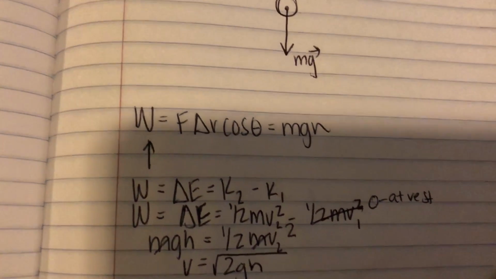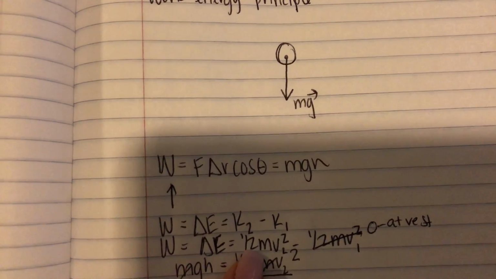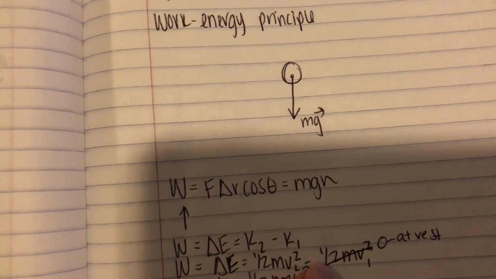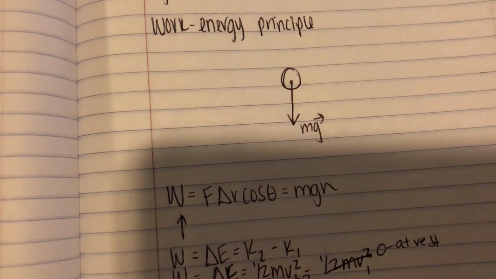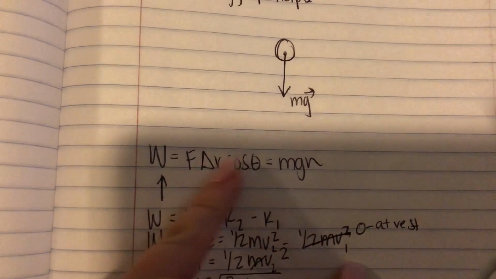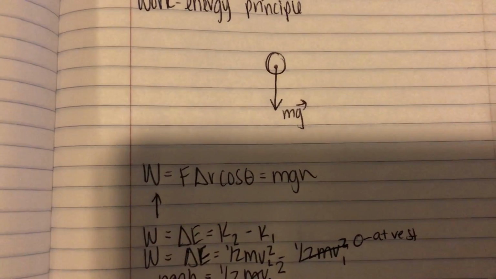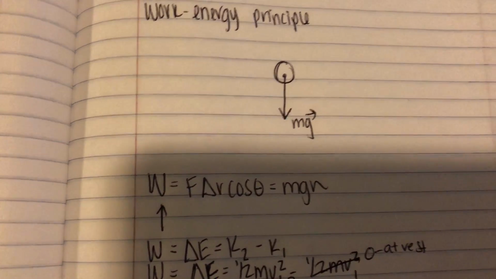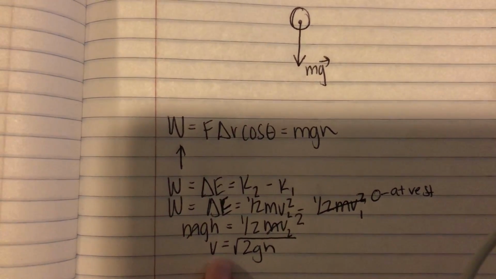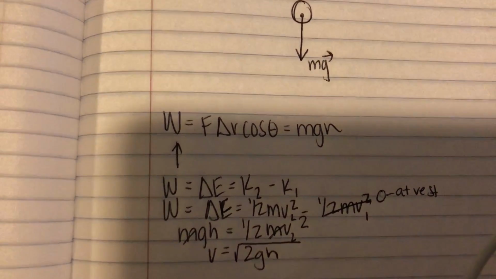which is K2 minus K1. The kinetic energy is 1/2 mv squared, the final minus the initial, which is 0 because it starts at rest. So if you set it equal, you have mgh equals the final 1/2 mv squared. If you solve for v, the masses cancel, and the velocity equals the square root of 2gh.